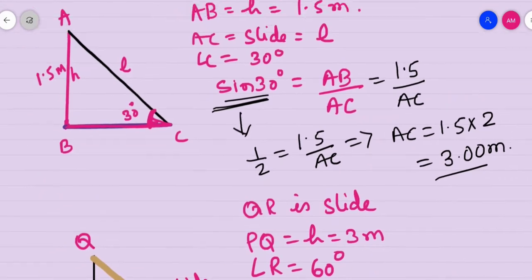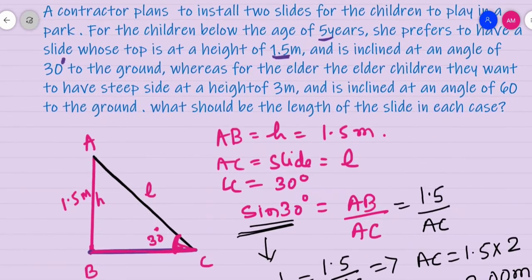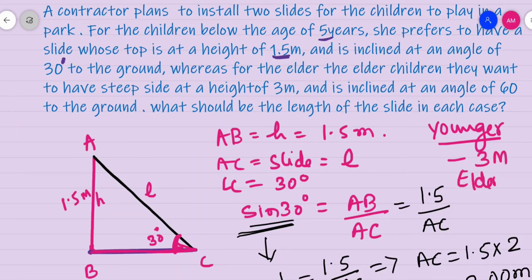Now children, you can see the first time AC, that means the slide, was 3 meters. The second time it was 2 root 3 meters. What should be the length of the slide in each case? For younger children it was 3 meters. For elder ones it was 2 root 3 meters. That means, see, when the angle has increased and the height has been increased, the length of the hypotenuse, that is the length of the slide, has decreased. It has become 2 root 3.